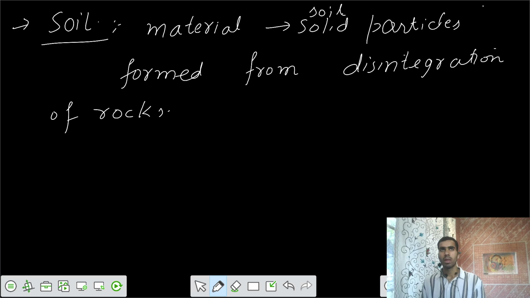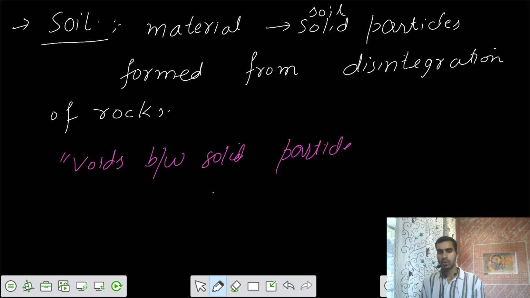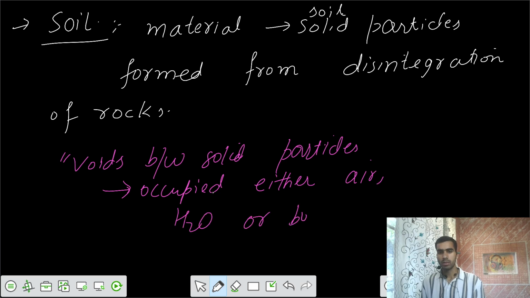There would be some voids. Spaces would be there. That I would say the voids in between those solid particles. Now we have options. It can be occupied by either air or water, or we can have both of these in the spaces between those solid particles. So that is your soil material, soil.